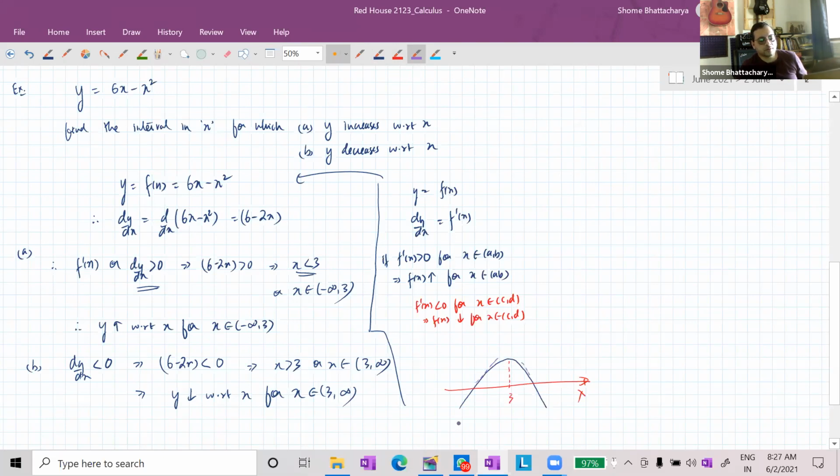And of course, at x equal to 3, the slope of the tangent is 0. Just make a note of this, people. We'll discuss more.